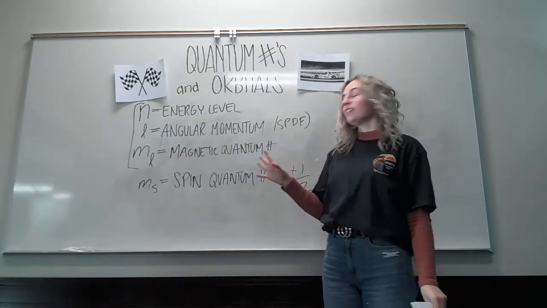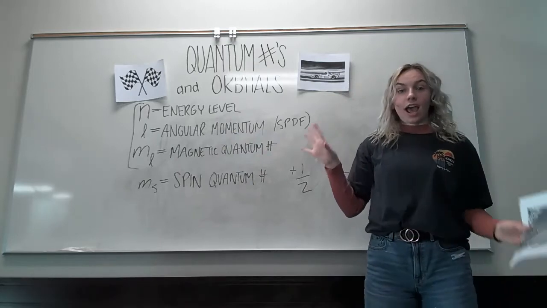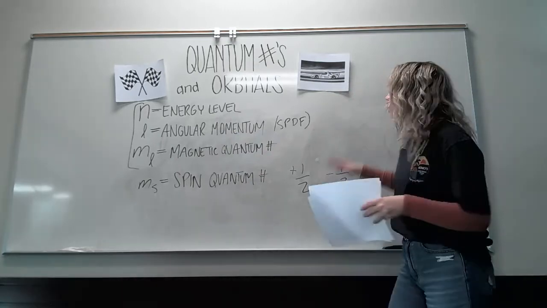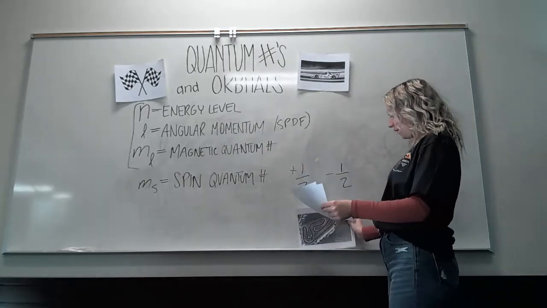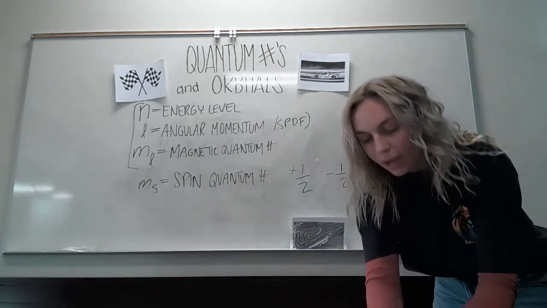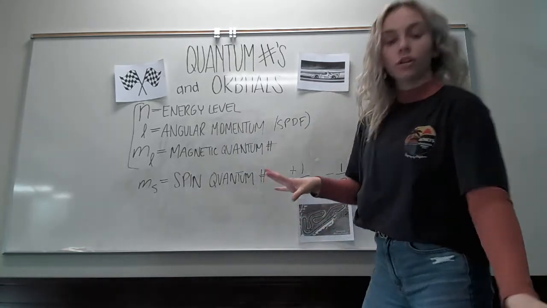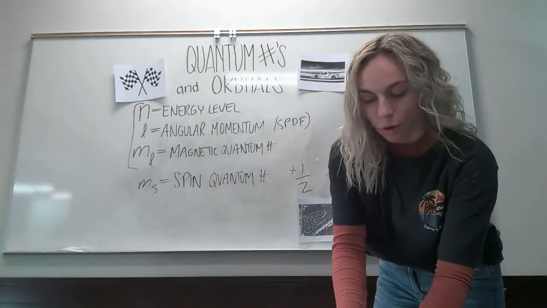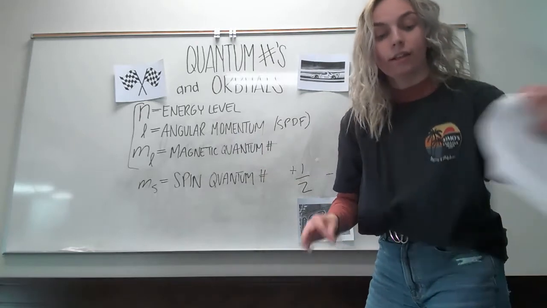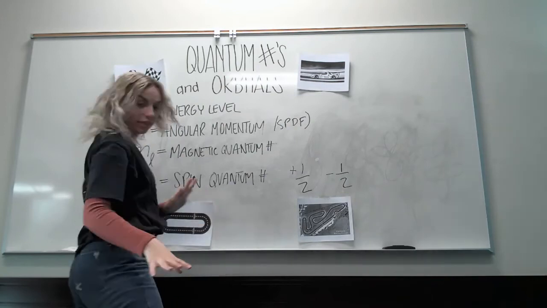If you're ever confused, think about the different quantum numbers as describing a racetrack. Here we've got our different racetracks. I have tape that I'm going to use to tape up my different racetracks. And each quantum number describes the racetrack. We're going to start off with N.